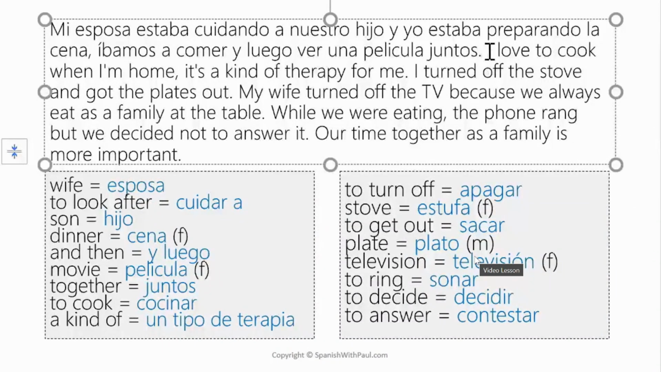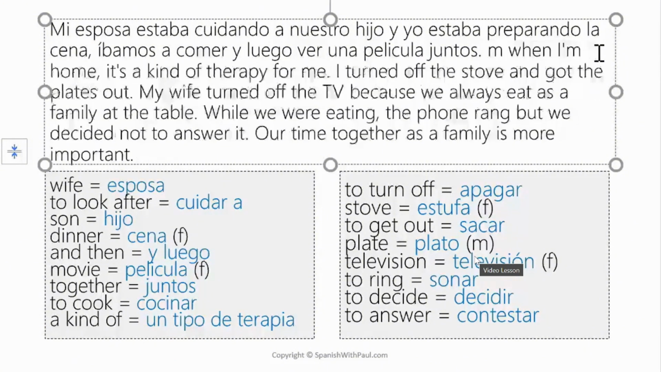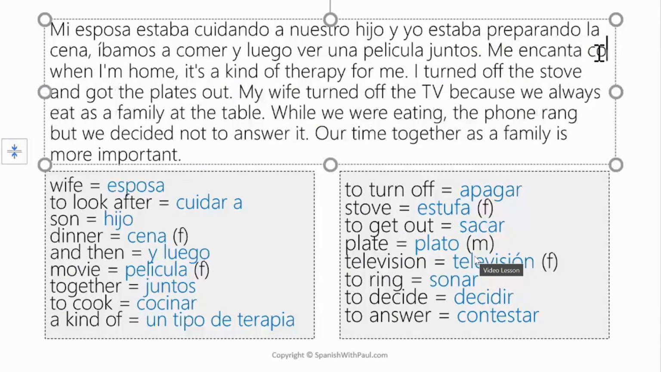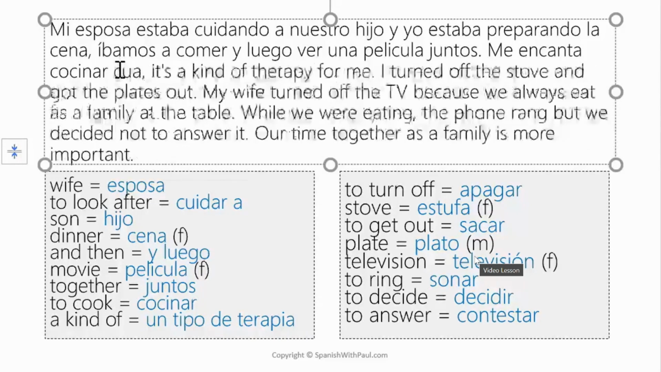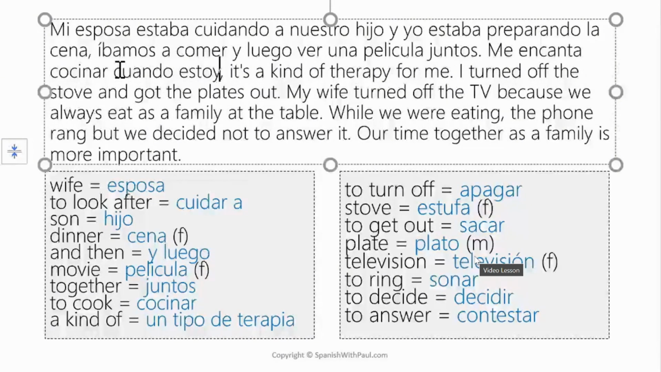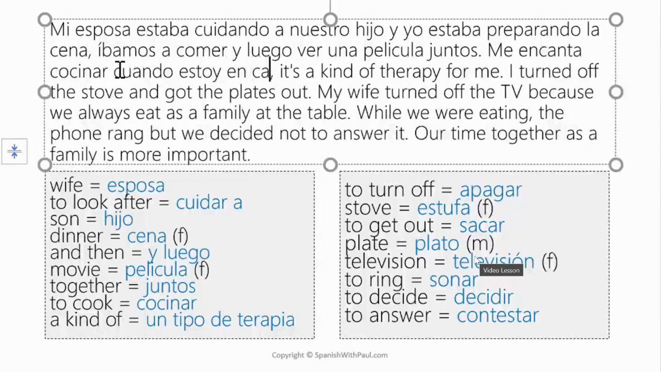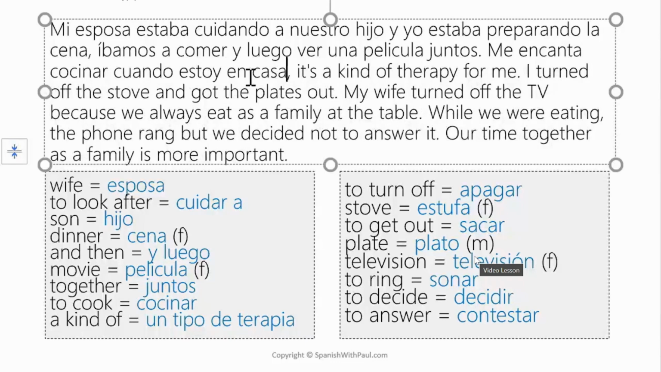Next up, we have modal verb structure. So, I love to cook. Me encanta cocinar. Let's make this a capital. When I'm home. Remember this lesson before where we say in English when I'm at home or at the party, at the supermarket. In Spanish, they will say when I'm in home or in the supermarket, in the party. So it's important to remember that because it does come up a lot. So, cuando estoy, because this is location, en casa. When I'm literally in home.